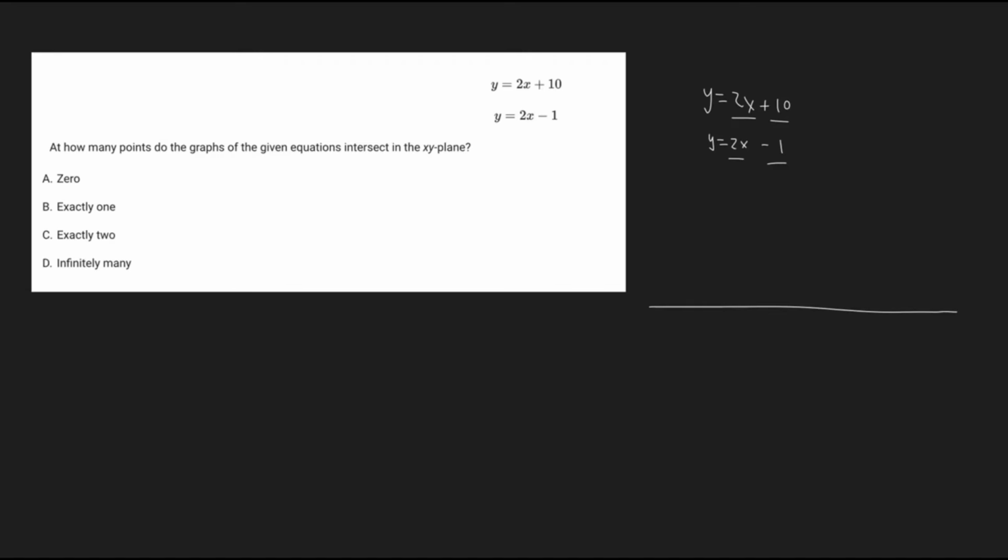So if you were to graph this, it would look like two parallel lines. The first one goes through, intersects at 10, and keeps going. The other one would come across, intersecting at negative 1. Because they have the same slope but different y-intercepts, they're never going to cross each other. And if they never intersect, that means there are no solutions to this system. So our answer is going to be A, 0.